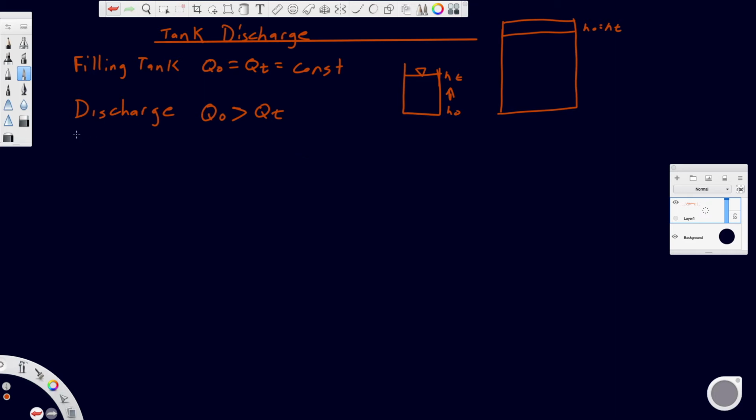If we look at what that looks like, it's basically the opposite. We've got our height initially, and then our height at any time, for example, when the tank is empty. Then you're going to have some kind of discharge going out, where your velocity for the discharge, or your flow rate, is going to be initially higher than it is at any other time.